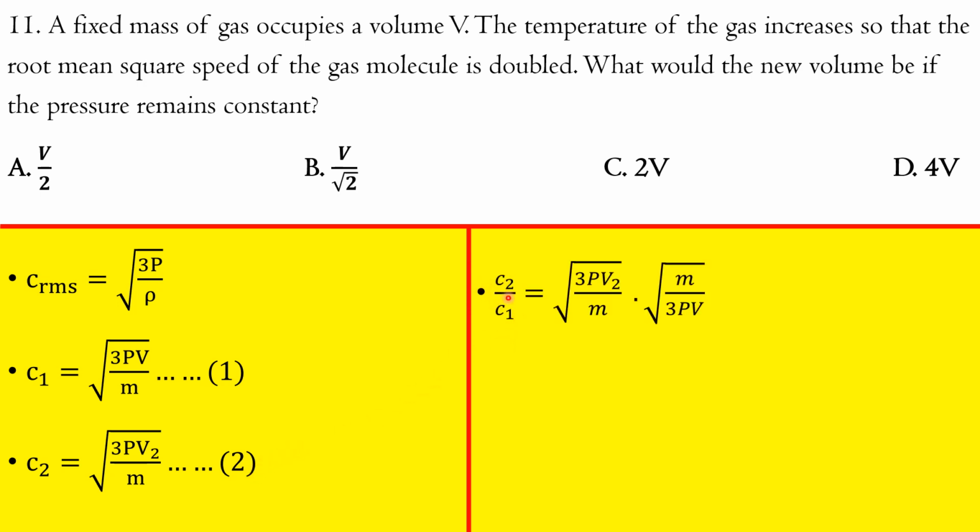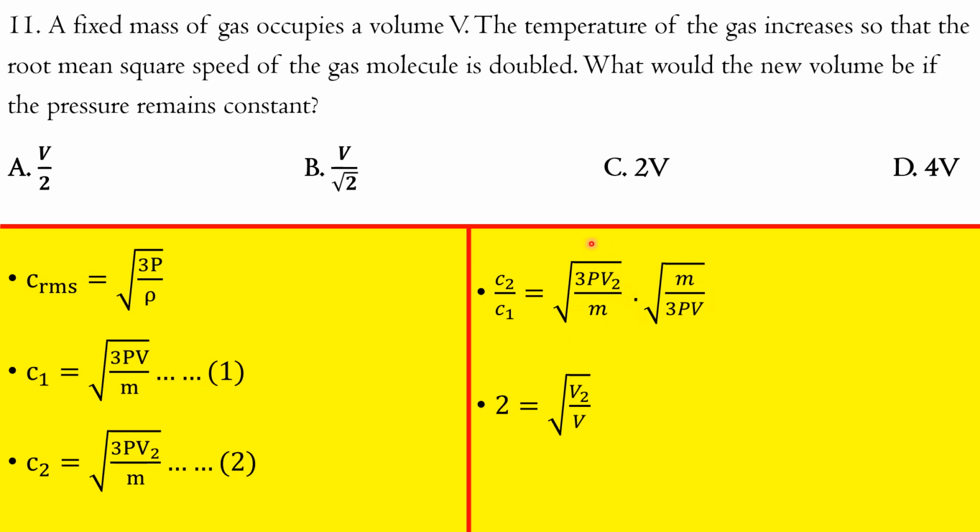So if I ratio C2 to C1, remember that you want the root mean square speed to double, right? So C2 over C1 should give me 2. I'm just ratioing equation 2 to equation 1. So I'll have 3PV2 over M multiplied by M over 3PV. That's what I'm doing. This 3P goes over this 3P, and this M goes over this M.